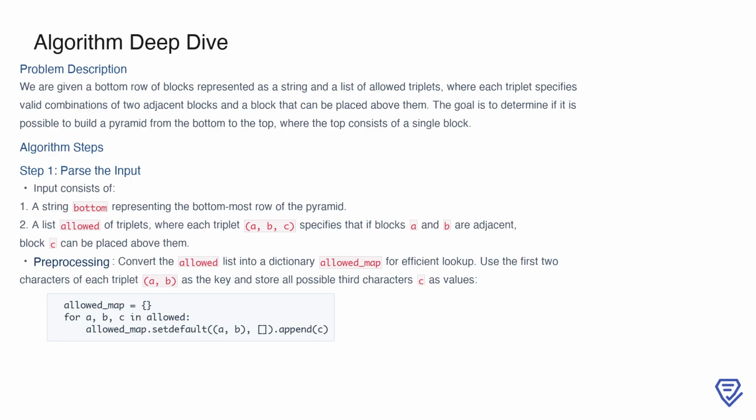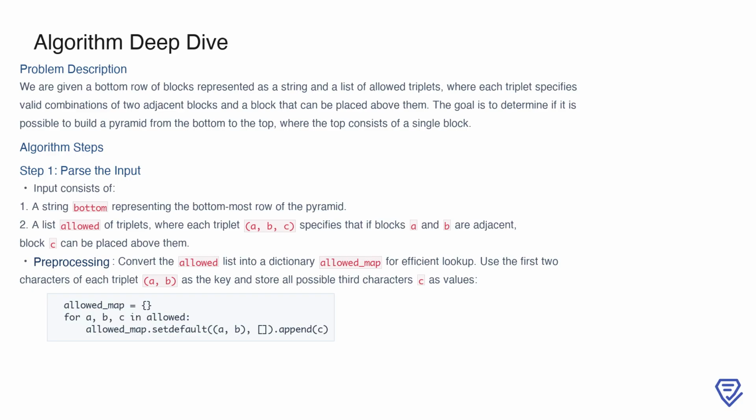The first step in the algorithm is to parse this input for efficient processing. Specifically, we pre-process the allowed list into a dictionary called allowed_map. This dictionary groups all valid blocks C for each pair of adjacent blocks, A, B, as keys. By doing so, we enable quick lookup during subsequent steps. For example, for a triplet, A, B, C, we use the first two blocks, A and B, as the key and append C to the list of possible values for that pair.